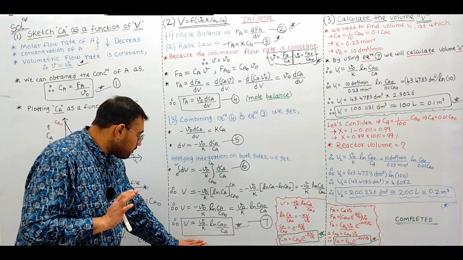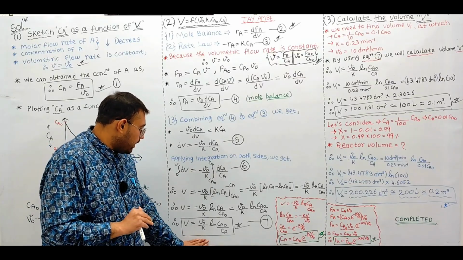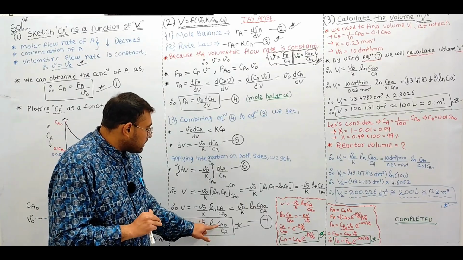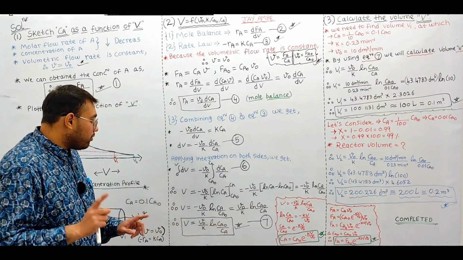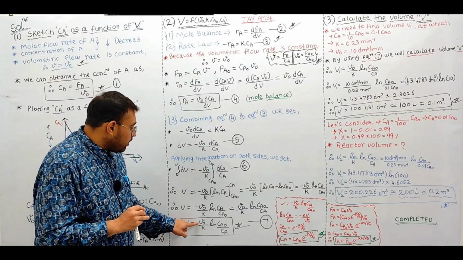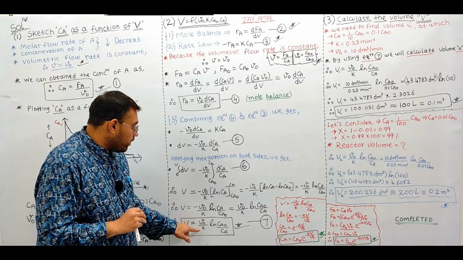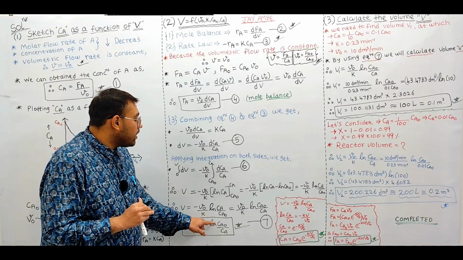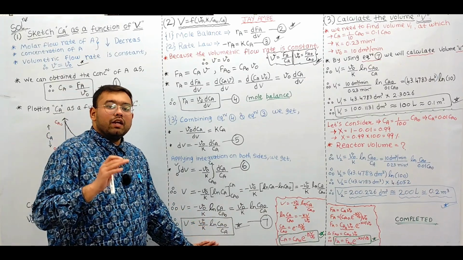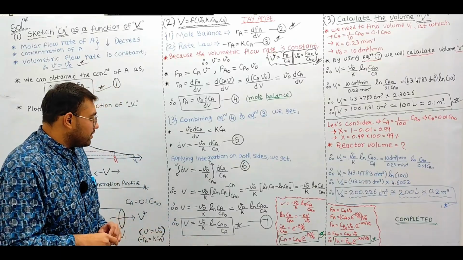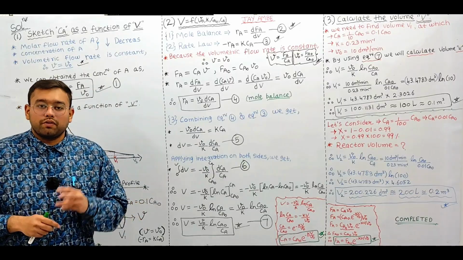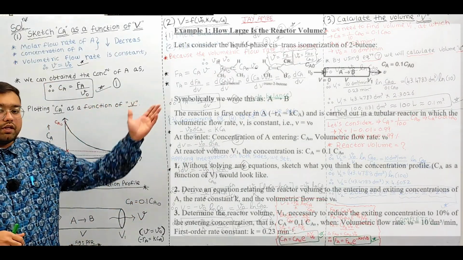So finally we have derived a relation where the volume V is equivalent to v naught by k ln CA naught by CA. This relation relates the volume with the initial volumetric flow rate v naught, the rate constant k, the initial concentration CA naught, and the final concentration CA. Here we have completed the solution of the second part of the question. I hope up to here you have understood. Now let's solve the third part of the question. I request you to please read the question.